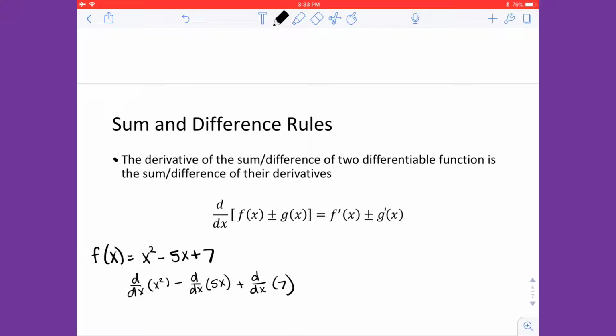And utilizing my power rule right here gets me 2x. Utilizing my power rule in the middle term gets me -5. Utilizing my constant rule gets me +0, for a final derivative answer of 2x minus 5. So super helpful, super easy. We love to utilize the sum and difference rule. Makes our lives very simplified.